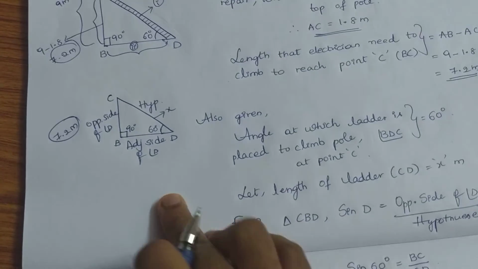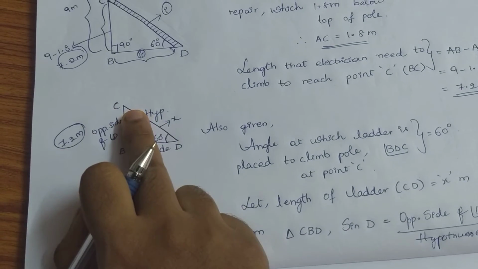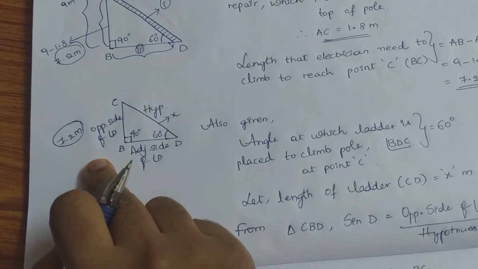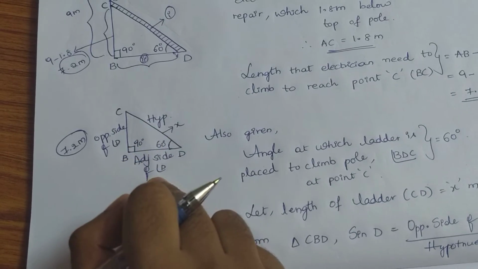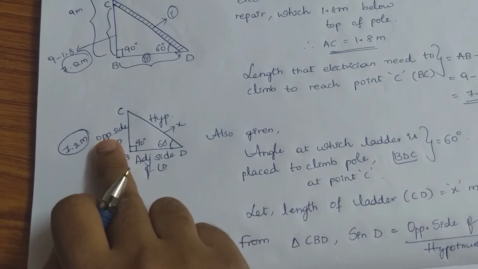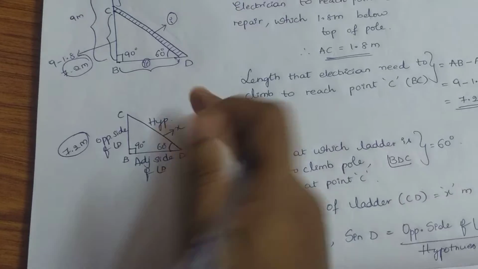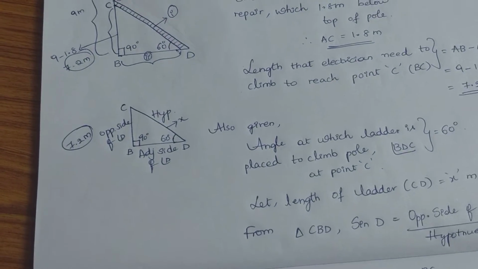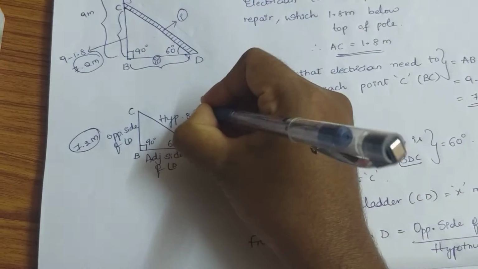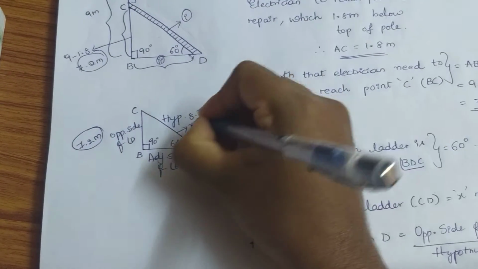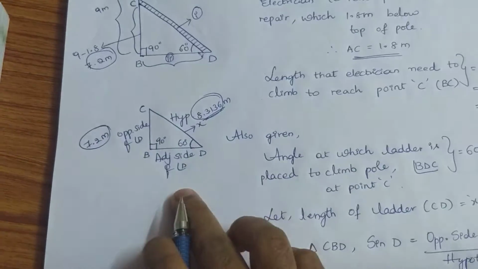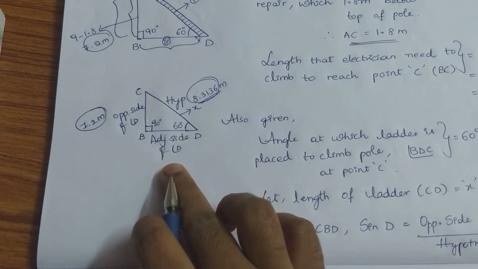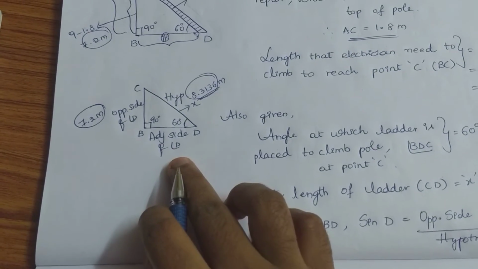We know that the triangle formed here is a right angle triangle. So from this triangle we have to find out the adjacent side. We know the opposite side and now we found out the hypotenuse also. What is the hypotenuse value that we found out? It is 8.3136 meters. This is the hypotenuse value we found out. We need to find out the adjacent side. So how to find this?